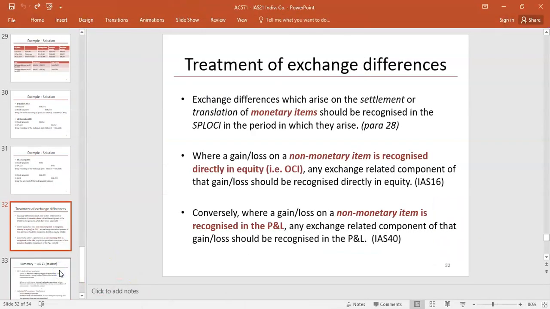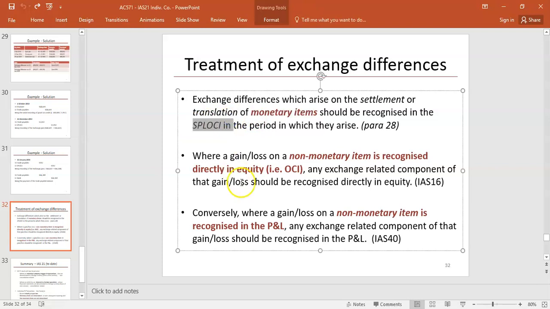Right, so your monetary items, then exchange differences. The key point here is it should be recognized in the P&L. Where a gain or loss on a non-monetary item is recognized directly in equity, then the exchange difference should go there as well. Now that's related to IAS 16.